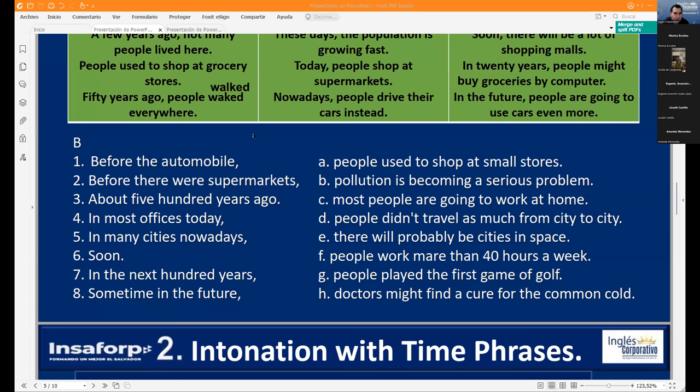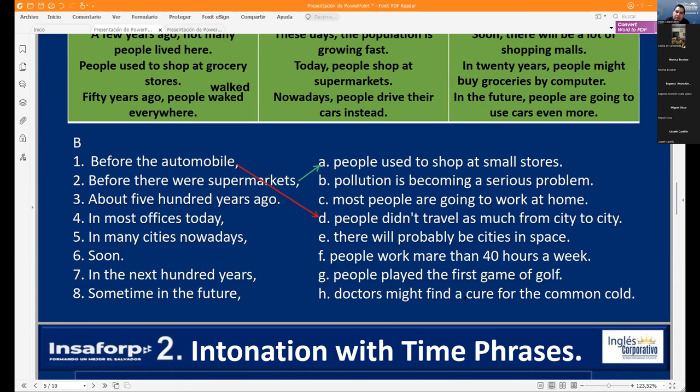Okay, ladies and gentlemen, let's match. Let's see. Before the automobile, what do we have? The letter D. Excellent. Before there were supermarkets, letter A: people used to shop at small stores. In England, they are called farmers markets. In the United States, they are called open markets. Okay, so they're different. You find only fresh vegetables, fruit, and dairy products, like cream, cheese, cottage cheese, butter, very organic food.